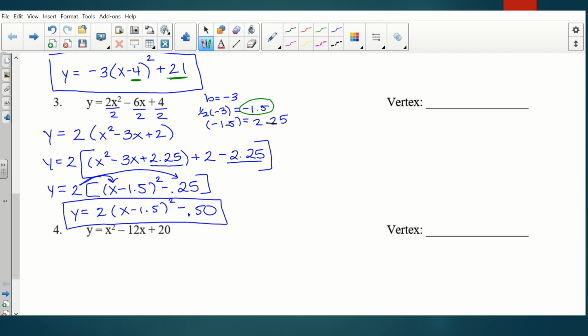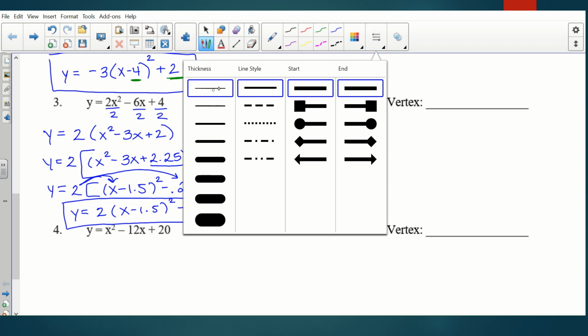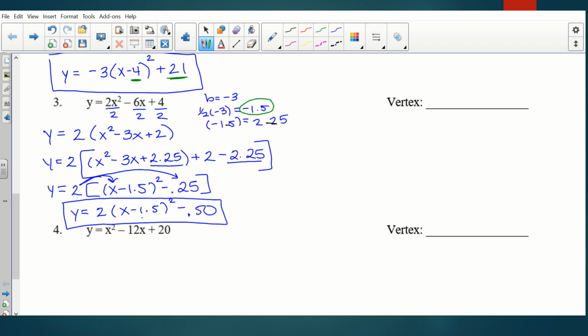So here is what we would call vertex form of a quadratic, and then identifying the vertex, we're looking inside here and outside here. So 1.5 comma negative 0.5. And again, go ahead and check with your calculator, make sure we're right, and move on from there. Let's now take a look at number 4.